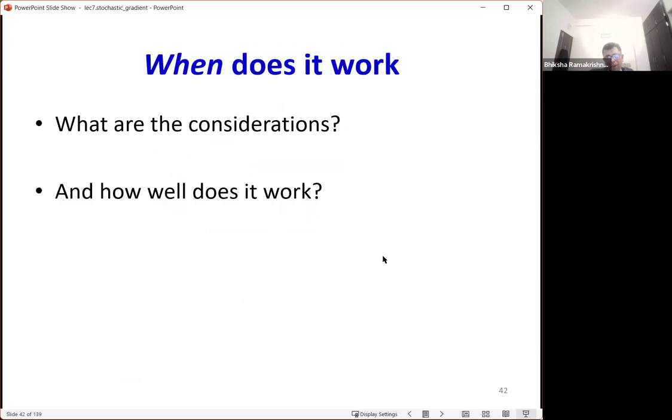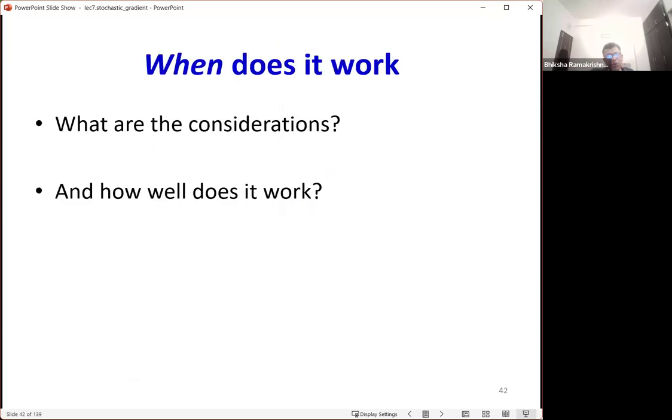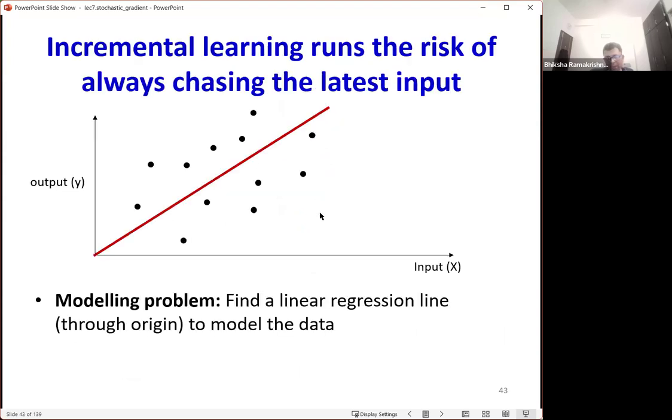So this is a high-level intuition, okay? Let's go into a little more detail. What are the considerations and how well does it work? For this, instead of a neural network, I'm going to start off with a very trivial problem to explain one simple concept. Now here I have a bunch of training data points.